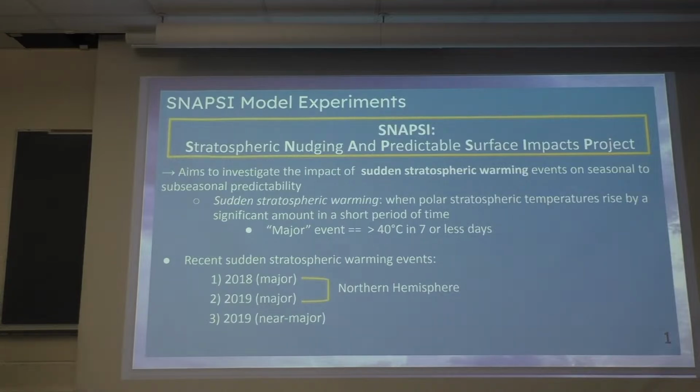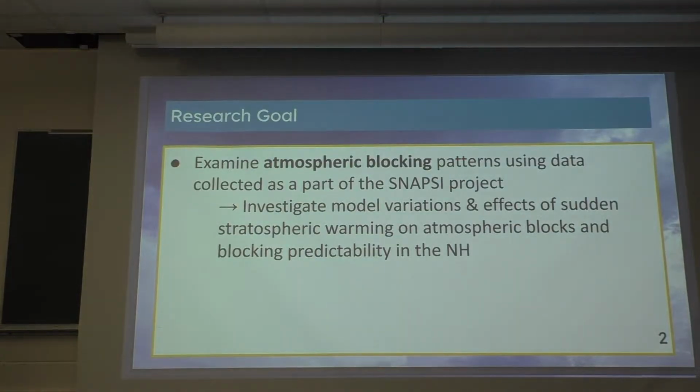The SNAP-Seed project itself focuses specifically on 3 recent sudden stratospheric warming events, 2 of which were in the northern hemisphere, one in 2018 and one in 2019, and one of which was in the southern hemisphere in 2018. So my research goal was to examine the atmospheric blocking patterns using the data that were collected as part of this project. I aim to investigate model variations and the effects of sudden stratospheric warming on atmospheric blocks and blocking predictability, specifically in the northern hemisphere.